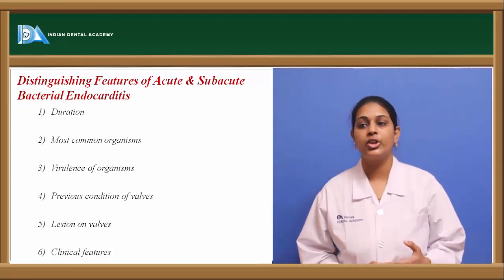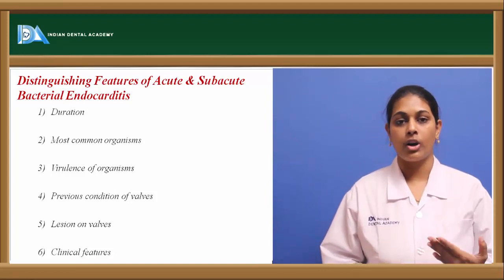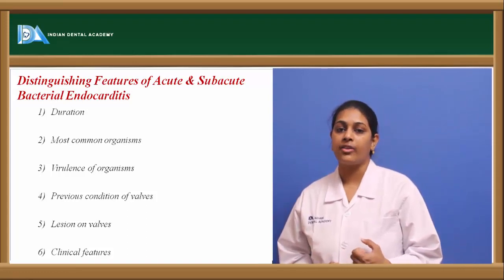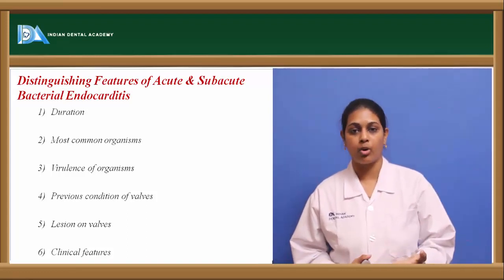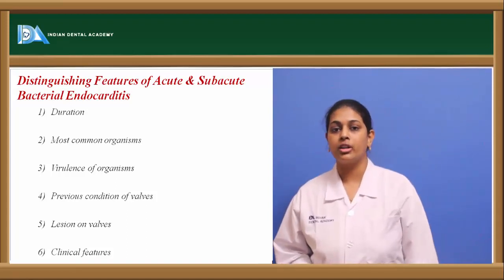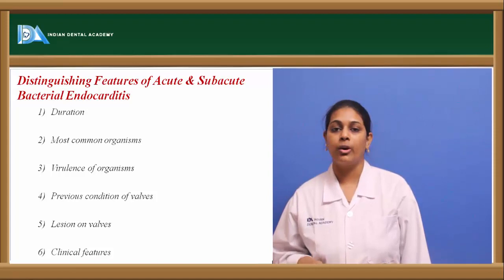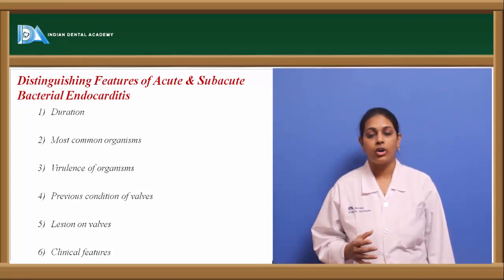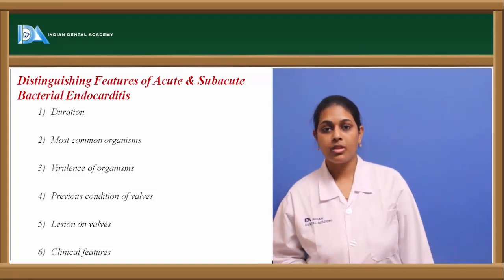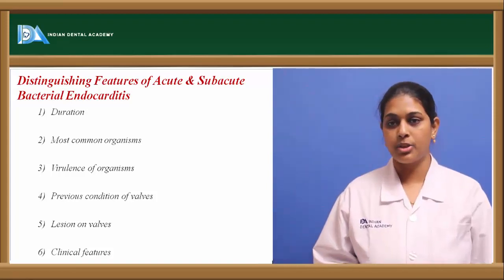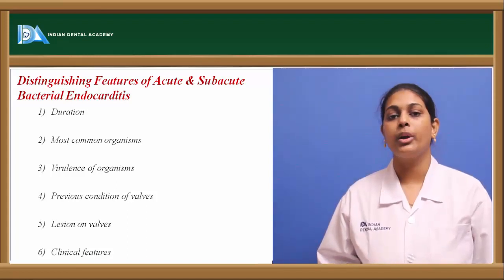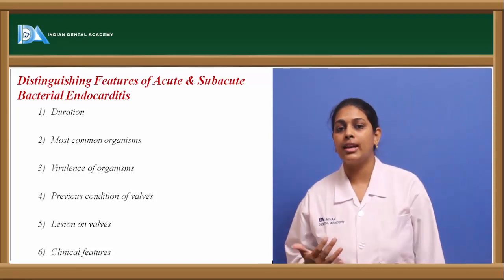The next feature is microorganisms, the most common organisms involved in acute and subacute. Usually in acute it is Staphylococcus aureus as well as beta streptococci, whereas in subacute it is Streptococcus viridans which causes this subacute stage of bacterial endocarditis. Next, coming to the virulence of the organisms, the organisms which cause acute are usually highly virulent when compared to those of the subacute, which are less virulent.